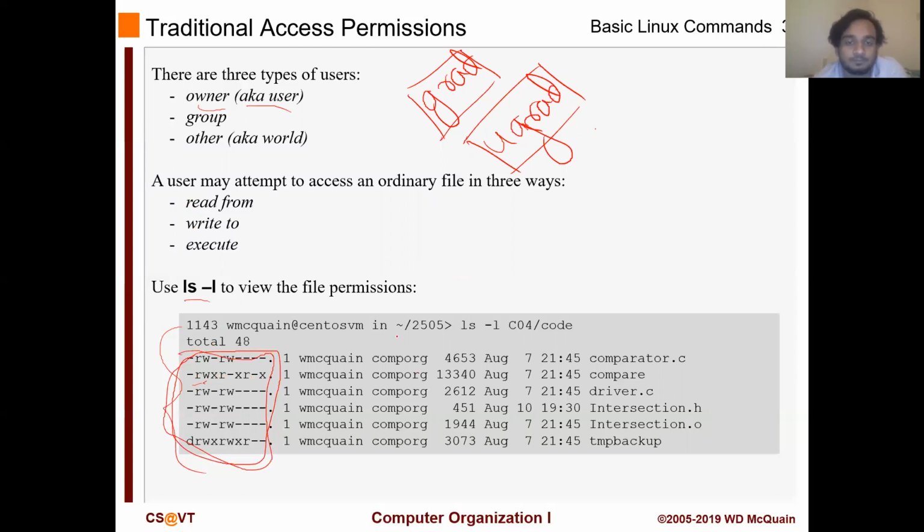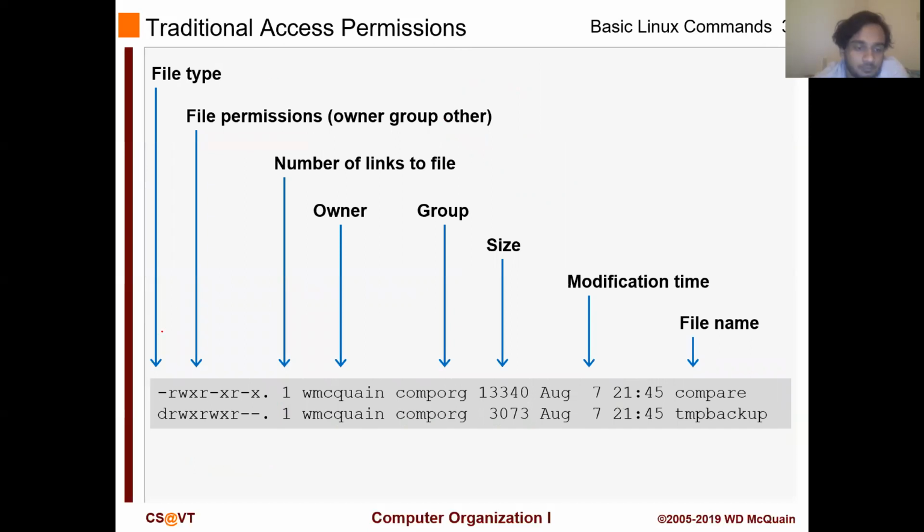So let's see. The first thing is the file type. If it says hyphen, it basically means that it's a normal file. But if it says d, it means it's a directory. The first batch is actually the file permission of the owner. The second batch is the permission of the group, and the third batch is the file permission of others.